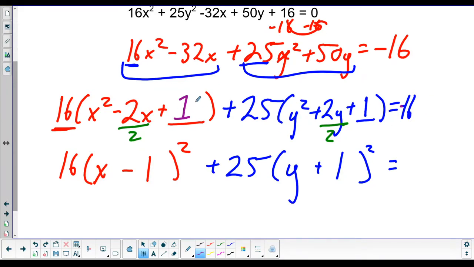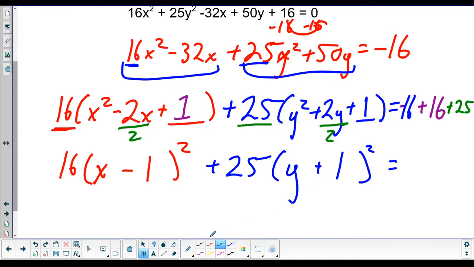Because I just added 16, 1 times 16 is 16. Because I added 16 on this side, I have to do that on this side of the equation also to keep it balanced. So plus 16. Here, I've added 1, but this isn't going to stay a 1 because it's going to get multiplied by the 25. So this is actually 25 that we're adding on this side. So if I add 25 on the left side of the equation, we have to add 25 on this side of the equation as well.